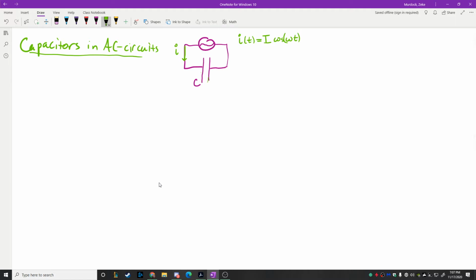All right, so to analyze this mathematically, we'll say, okay, current, that's really the time rate of change of charge. And if we want to rewrite that, we could say that dq would be equal to I times the cosine of omega t dt. And then we could integrate both sides of this. On the left-hand side, we would get the charge as a function of time. And on the right-hand side, if we're integrating cosine of omega t, then what we're going to get is I divided by omega, and the integral of cosine would be sine.